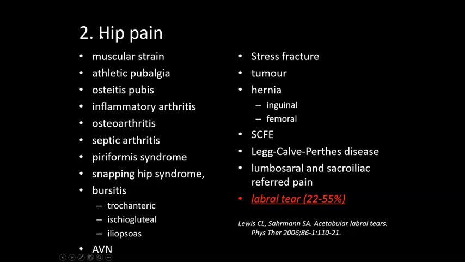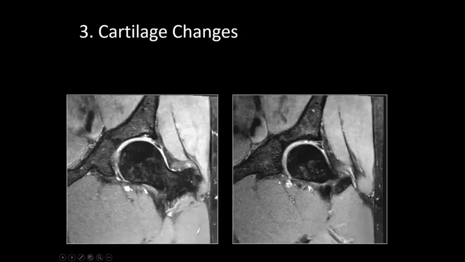The second complication of femoroacetabular impingement is hip pain. But hip pain is actually not specific to FAI. There are a lot of causes of hip pain, such as bursitis, tendon pathology, inflammatory arthropathy, osteoarthritis, infection, lots of causes of hip pain. But labral tears actually are associated with hip joint pain in about a quarter to half of the cases. So there's a significant incidence of hip pain in patients with labral pathology and FAI.